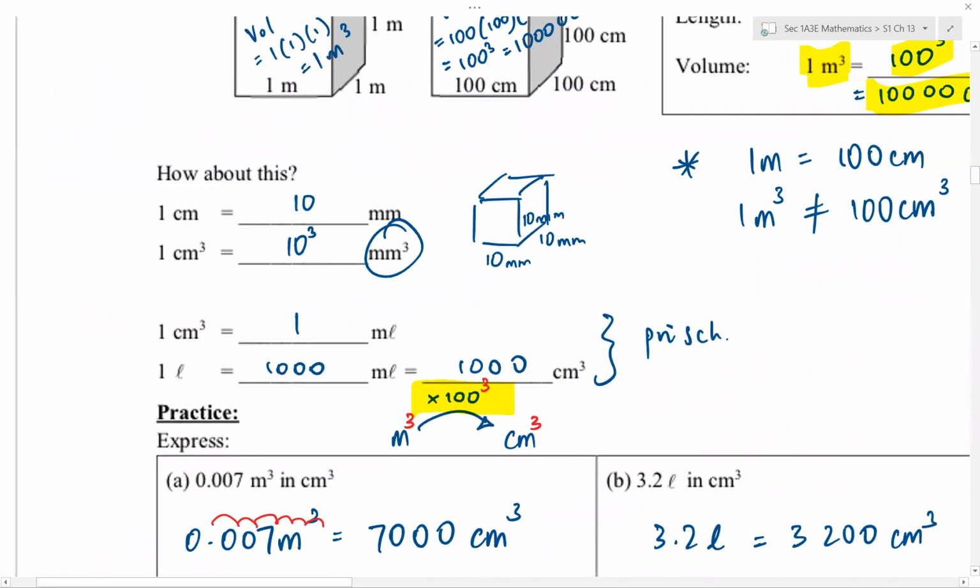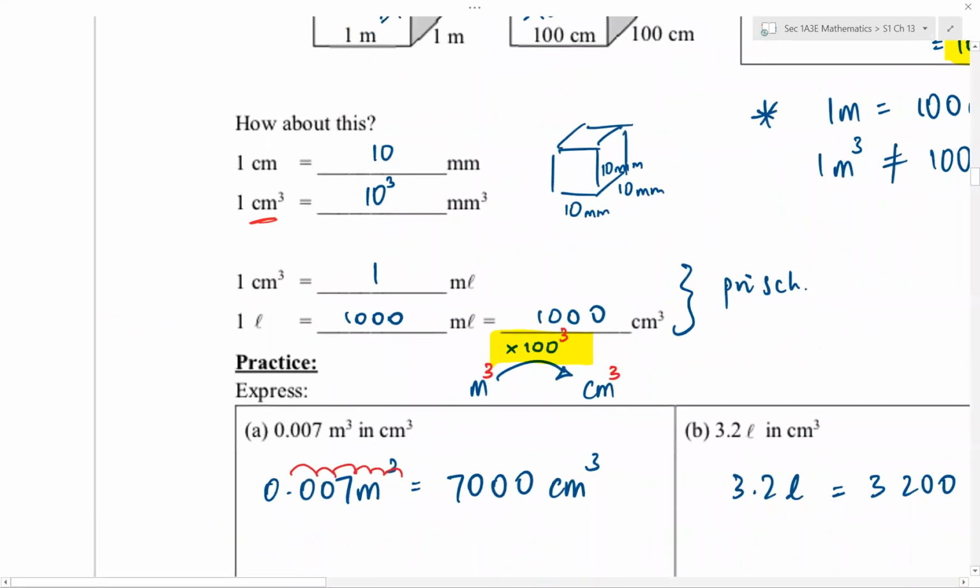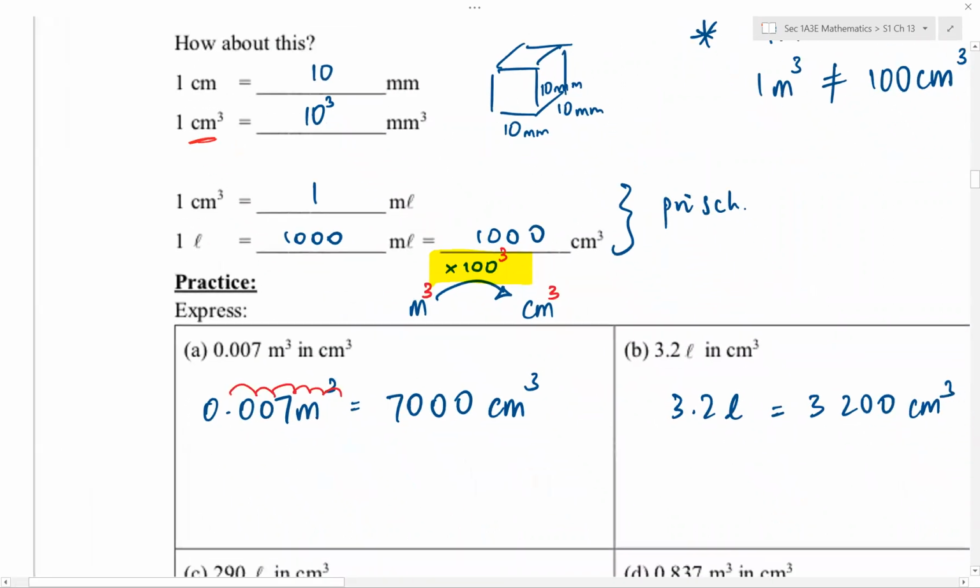Okay, so fill in the rest of the blanks. 1 cm is 10 mm. So 1 cubic centimeter will be 10 to the power 3 mm to the power 3. You're just cubing everything. Okay, fill in the blanks. The rest are self-explanatory. Just remember, you learn in primary school that 1 ml equals to 1 cubic centimeter. Because sometimes you'll include liters and milliliters, and you are expected to know the difference.